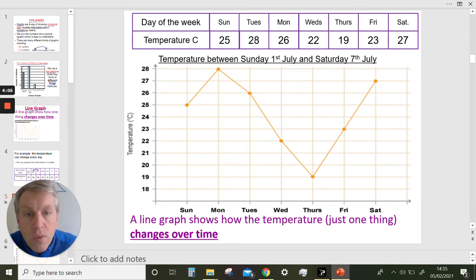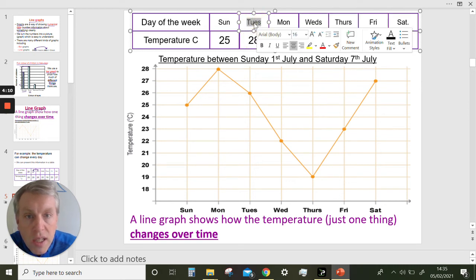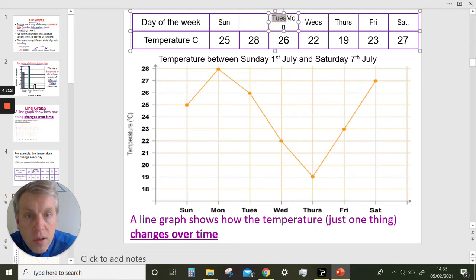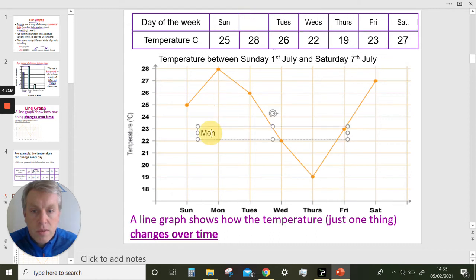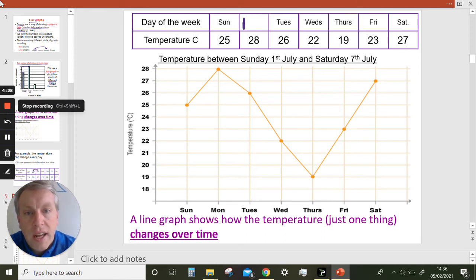In fact, what I'm going to do is I'm just going to change that round. I've got it in the wrong place. Silly me. Oops. So I'll write it in here. Okay.